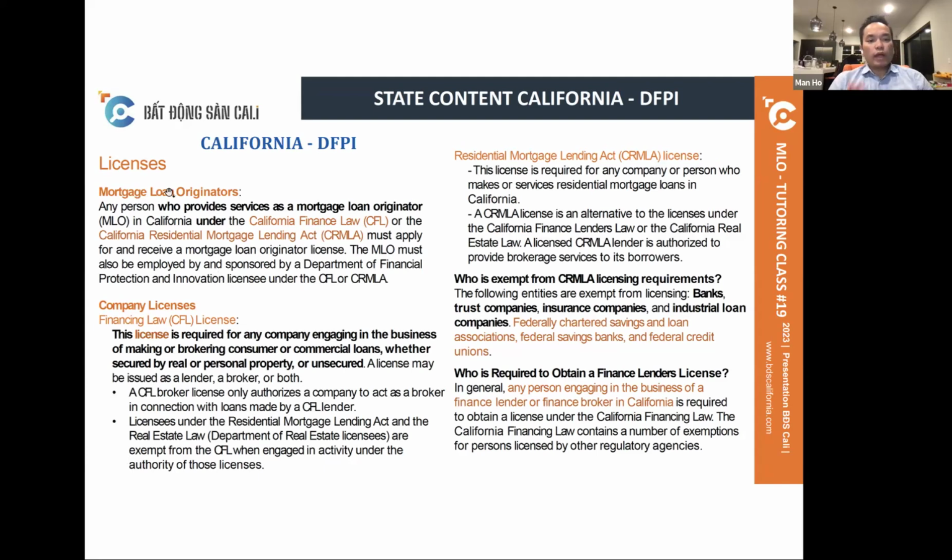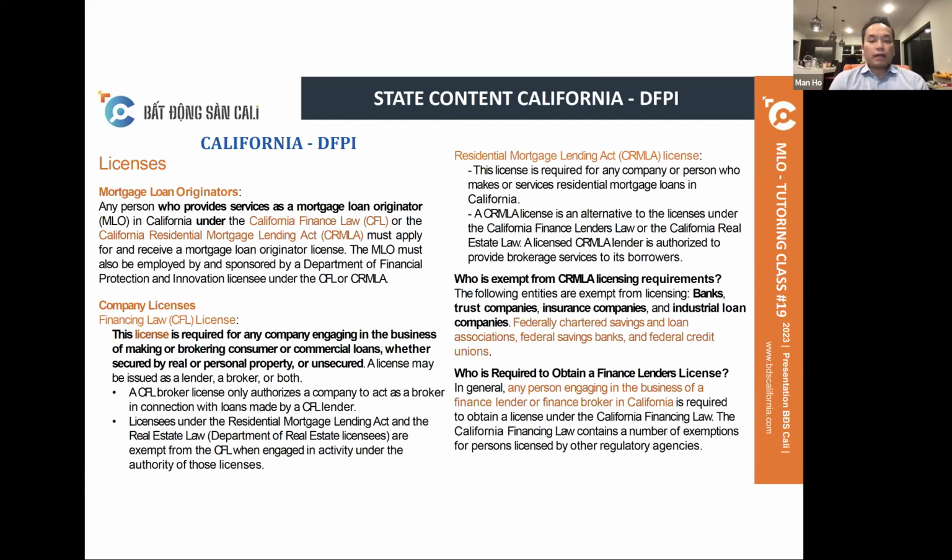Anyway, there are licenses that are required to practice in California. A mortgage loan originator is any person who provides services as a mortgage loan originator, MLO, in California under the California Financial Law, CFL, or the California Residential Mortgage Lending Act, CRMLA. Whoever practices as an MLO must apply for and receive a mortgage loan originator license. The MLO must also be employed by and sponsored by a Department of Financial Protection and Innovation licensee, the DFPI, under the California Financial Law or California Residential Mortgage Lending Act.